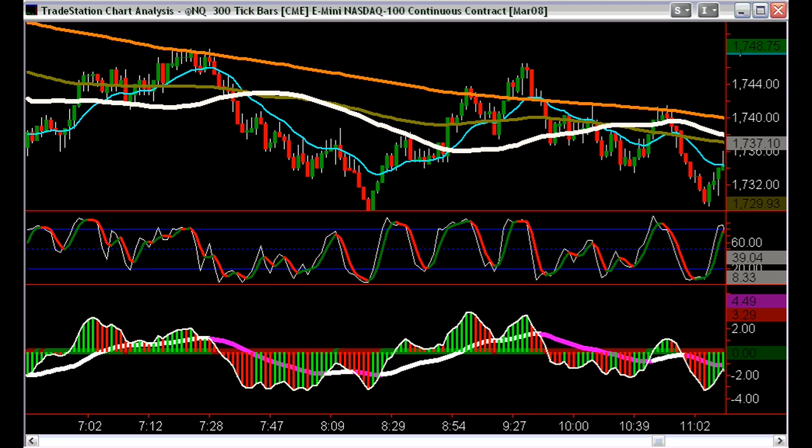So the first thing we want to do is, again, just review the concept of the rubber band trade. It's based on following the 50 moving average. So we use the 50 MA as our intermediate term trend indicator. Basically, when the 50 MA is down, we're looking for shorts. When it's up, we're looking for longs.